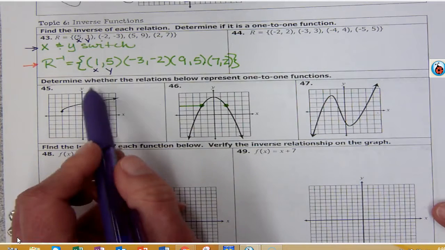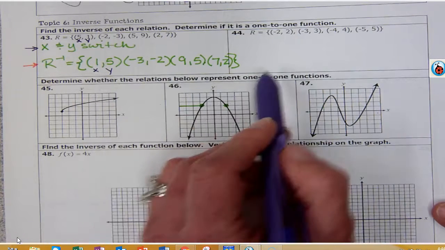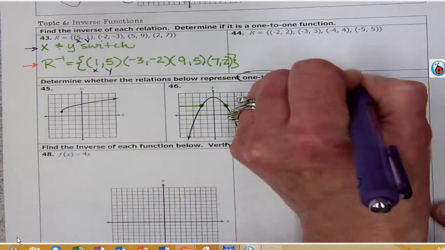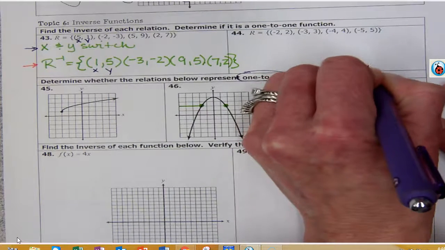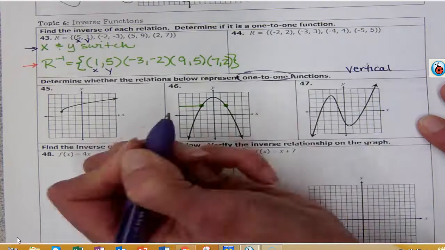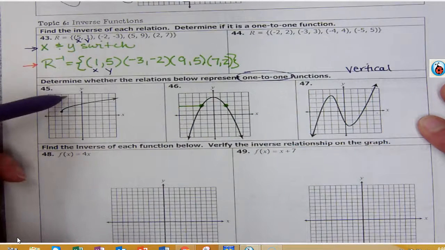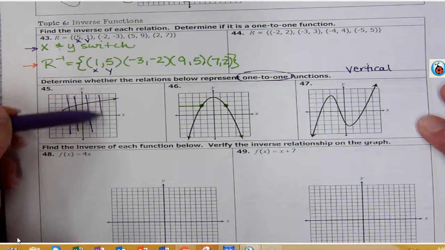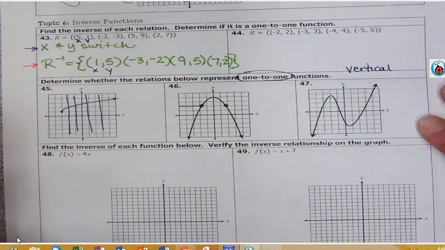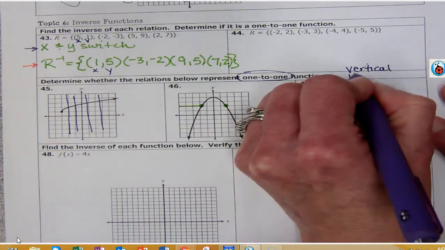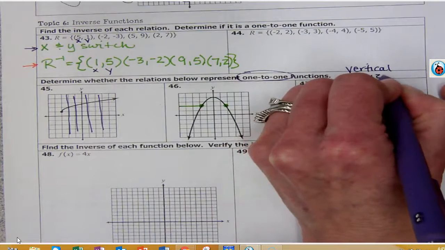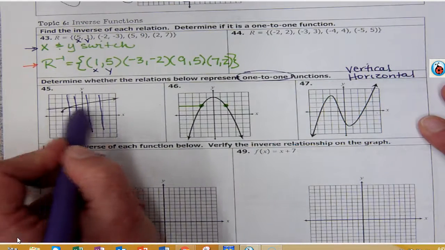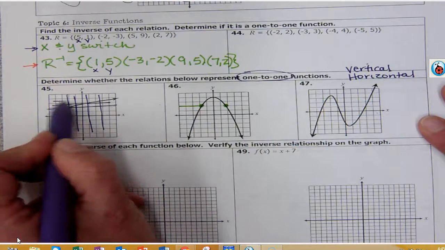Then if you need to determine whether the relations below represent a one-to-one function, you're seeing, do they satisfy the vertical line test? Meaning, when I draw a vertical line, does it cross more than once. And it also has to satisfy the horizontal line test, which means when I draw a horizontal line, does it cross it more than once?